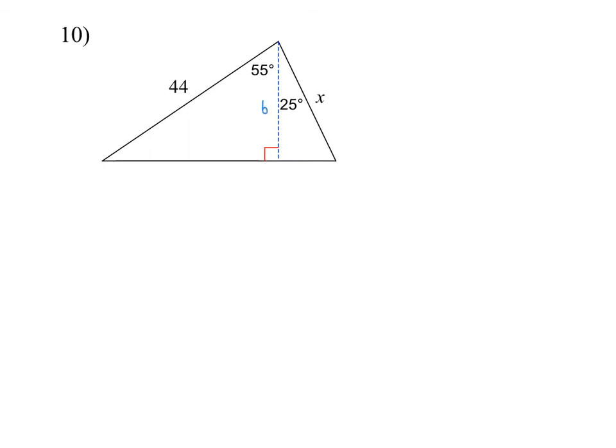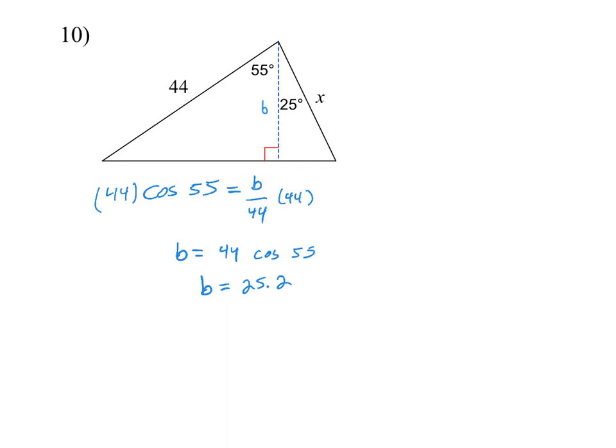So on the left triangle, I have the hypotenuse and the adjacent side. So that means that cosine of 55 equals B over 44, right? So if I multiply times 44 on both sides, I have B equals 44 cosine 55. So that means that B equals 25.2 units. So this equals 25.2.